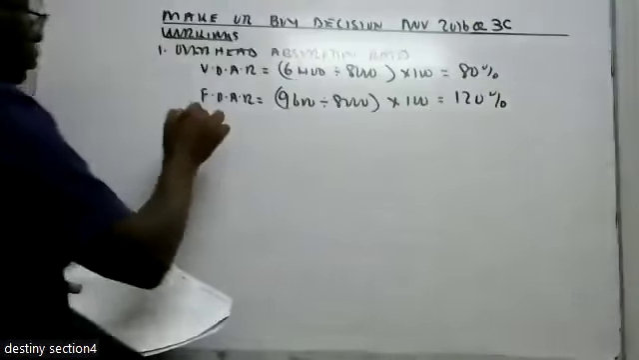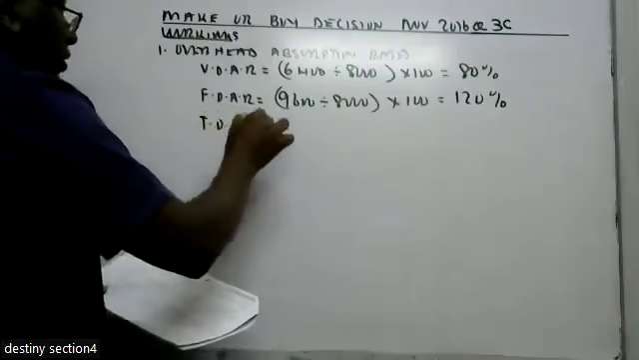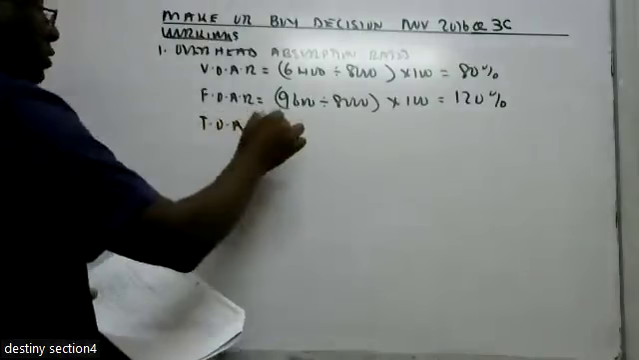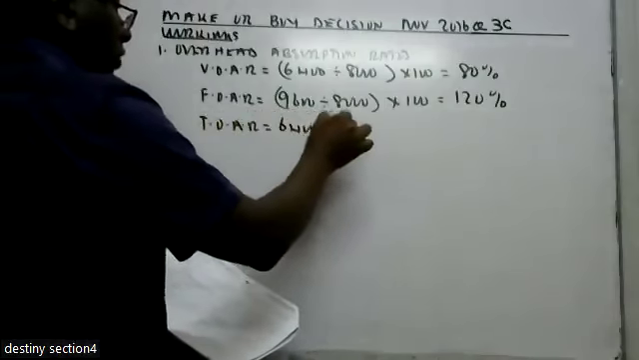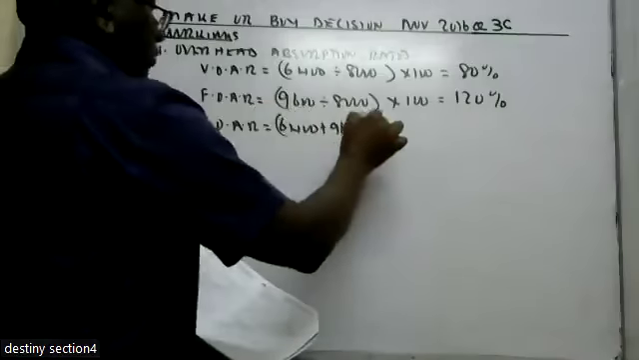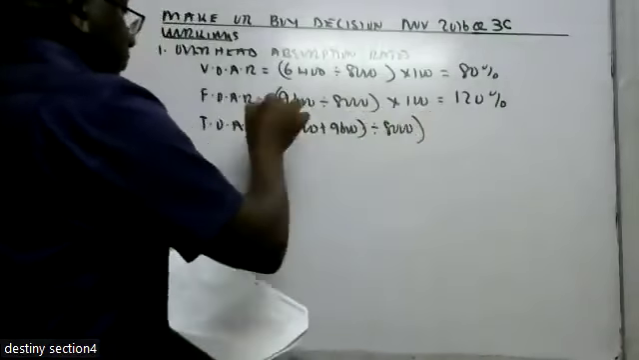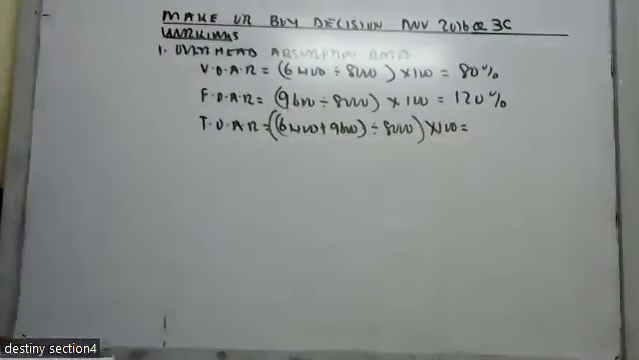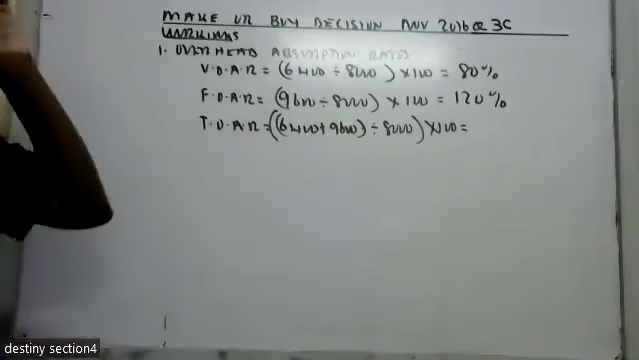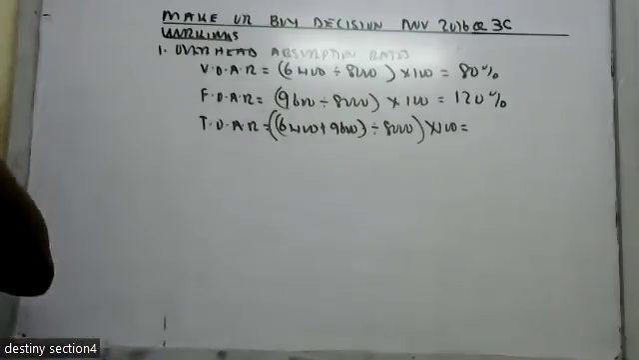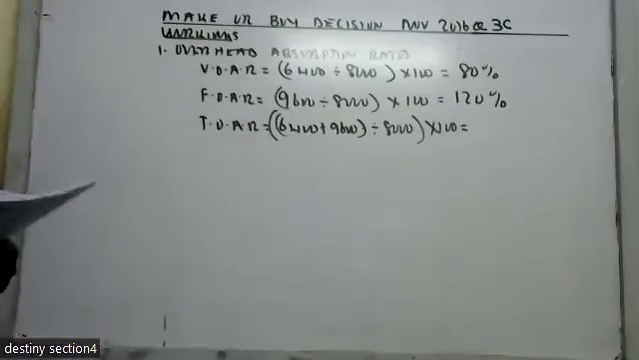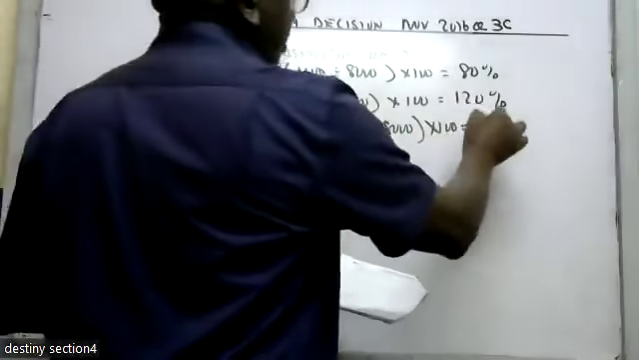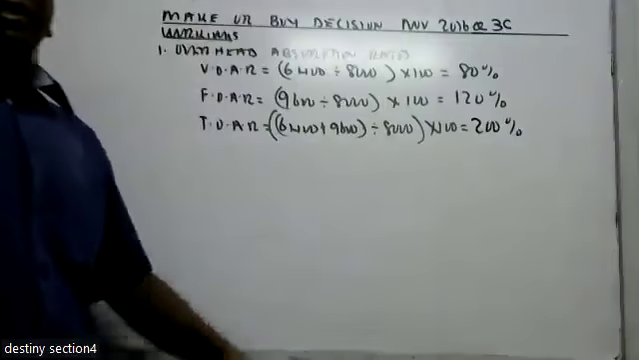$120. So the total overhead absorption rate will be 6,400 plus 9,600. You divide by 8,000, times 100. So first of all, you combine those overheads, then you divide by 8,000 times 100. $200. So that is how this 200% has been arrived at.